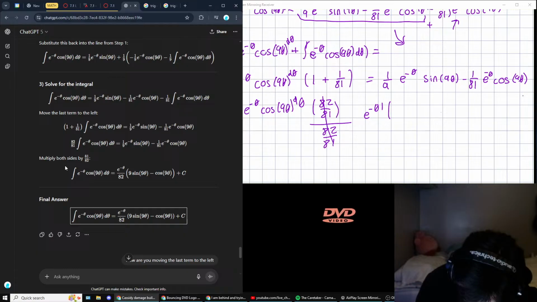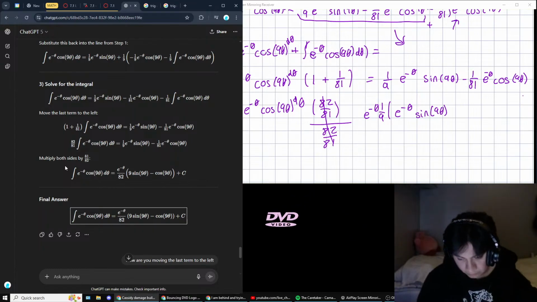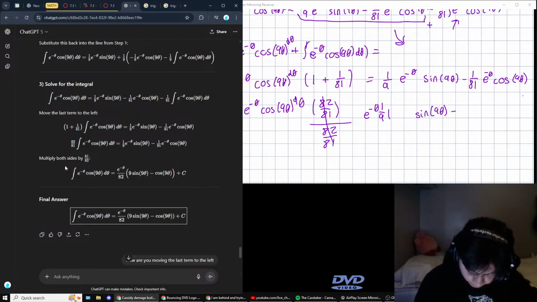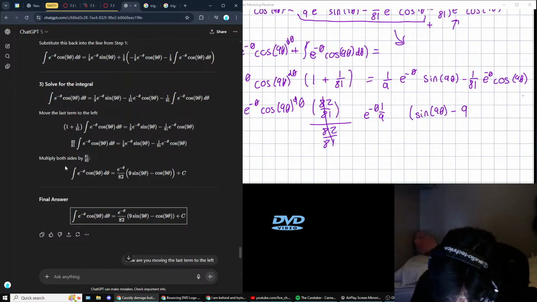Bring 9 out. I bring 1/9 out. I get e to negative theta sine 9 theta is negative, no, not theta, 9e.